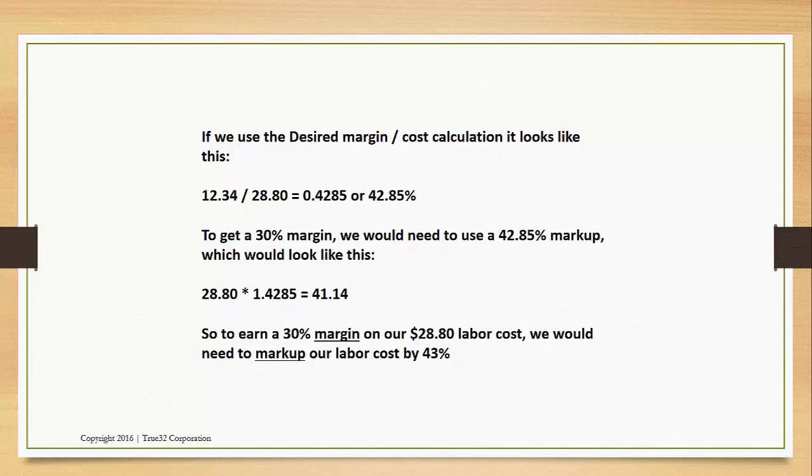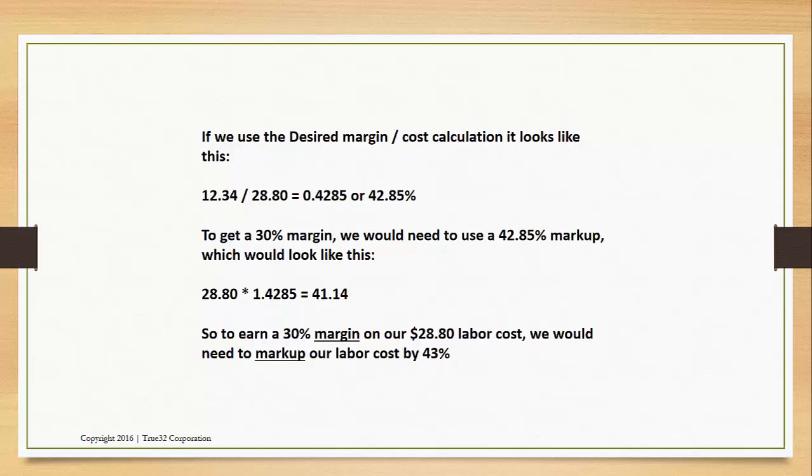To get a 30% margin, we would need to use a 42.85% markup, which would look like this: 28.80 multiplied by 1.4285 equals 41.14. So the 1.4285 represents a 42.85% markup. Not wanting to presume anything, the 1 is to give us that beginning number. If we had $28.80 in labor cost and we wanted to mark it up by 42.85%, we use the 1 before the decimal point to give us our original number. 1 times 28.80 is 28.80. So we don't have to do the math after the fact.